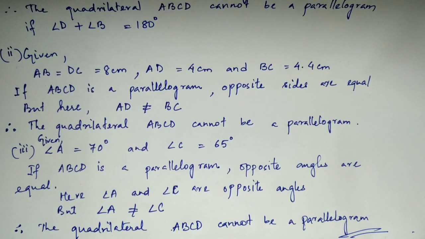Now we will move on to question number 5. Now let us see question number 5. It is given as the measures of two adjacent angles of a parallelogram are in the ratio 3:2. Find the measure of each angle of the parallelogram. Now here also, in this case, a diagram is not given.